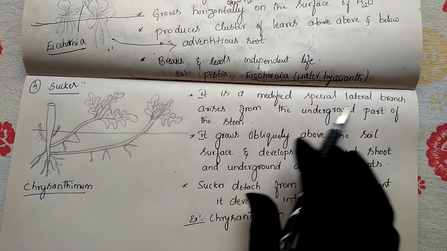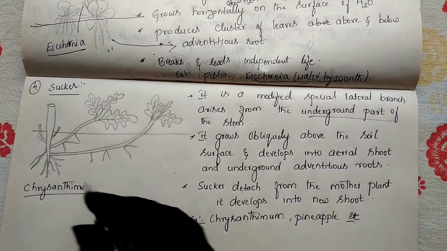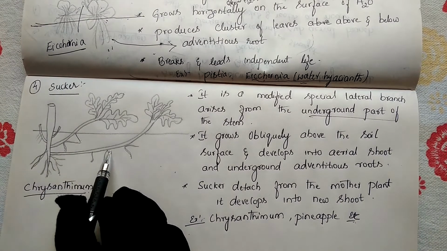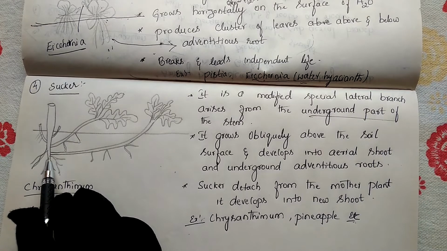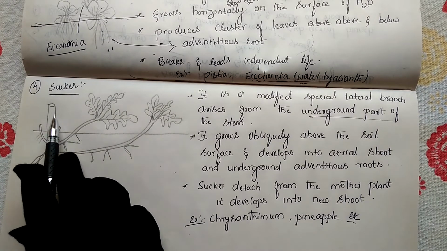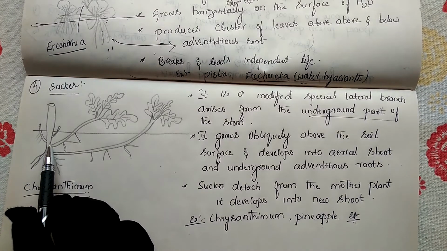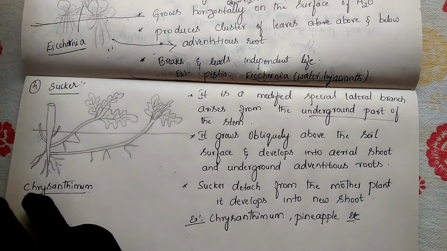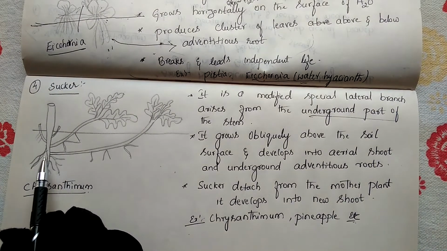Here the branches are arising from the underground part of the stem. See, this is one branch, this is one branch. They are arising from the underground part of the stem, not above the surface. So like that, the branches are arising from the underground part of the stem.